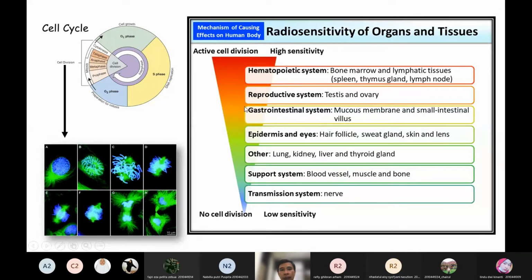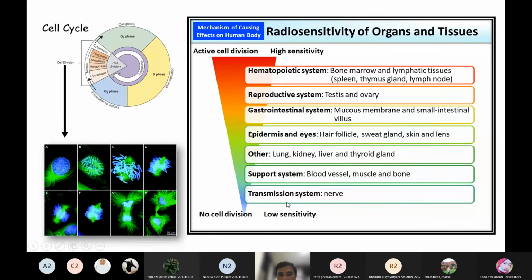because here you see in cells with active cell divisions, jadi sel-sel yang aktif membelah di tubuh kita, as compared with no cell divisions or inactive cell division, it will also determine whether these cells will be sensitive to radiations or not. Here, the higher levels of this one, the more sensitive such cells are to being affected by radiations. Jadi semakin aktif suatu sel membelah, maka semakin sensitif dia terhadap effect of radiations.